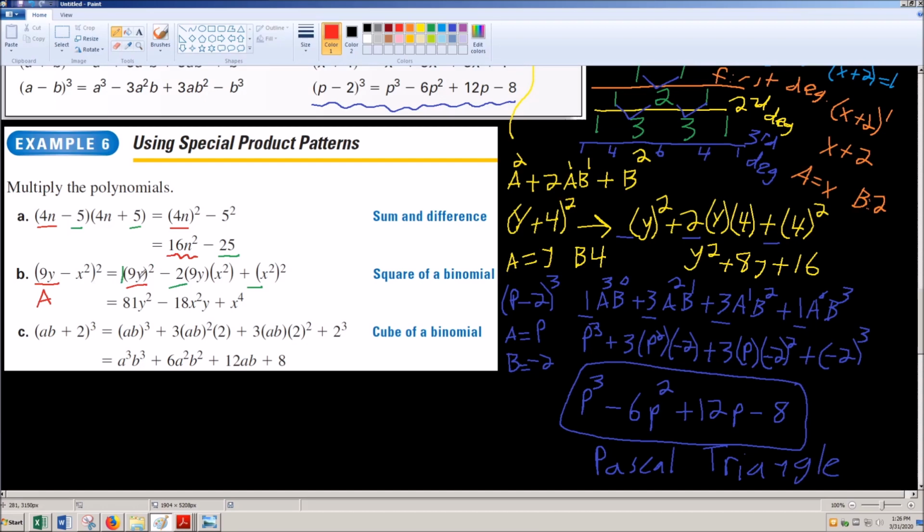And then I would have my a value to the first, and then I would have my a value to the 0, which is why I don't see it here. Then I do the same thing for my b value. So here's my b value, and my b value is negative x squared. So here it's raised to the 0, so it's just 1. Now here I have negative, and then here's my x squared. So this is going to take the negative value and square it. So this one ends up becoming positive here.